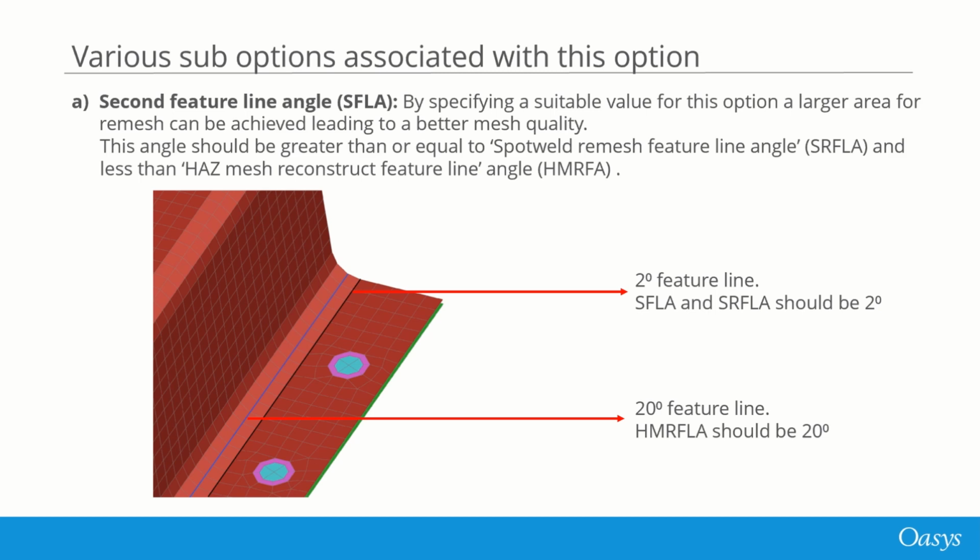What this means is Primer will perform remesh up to the larger feature line angle, which is blue in this case, while it will also preserve the smaller feature line, which is black in this case.